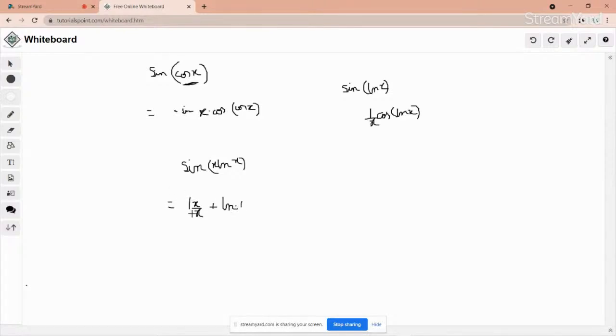Then we are done with the inner part. This is 1 plus ln x basically. Now the differentiation of sine is cos.